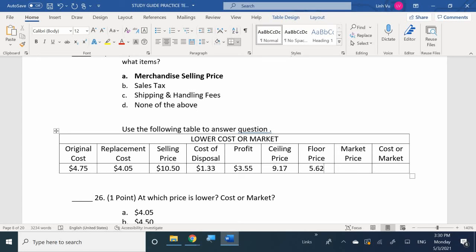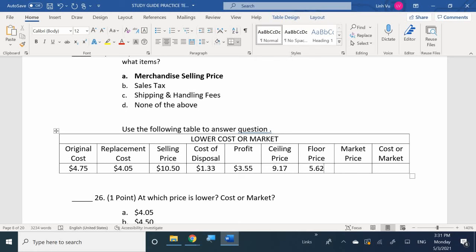$5.62. Okay. So now that we have our three contributing factors, the three things that we need to compare our prices to, how do we know what the market price is? It's the floor price, 5.62. So we compare the three numbers. We got our ceiling price at $9.17. We got our floor price at $5.62. And last but not least, we also have our replacement cost of $4.05. So let's compare and contrast, because we need to make sure that whatever number falls in the middle is going to be my market value.